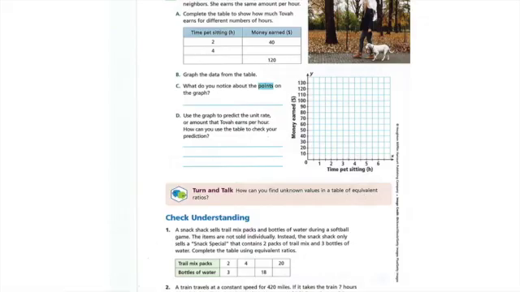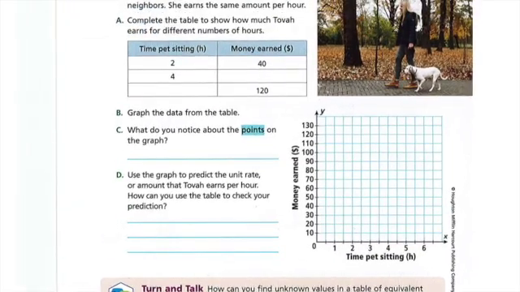Tova earns money pet sitting for friends and neighbors. She earns the same amount per hour. Complete the table to show how much Tova earns for different hours. All right, so 2 times what is 40? 2 times 20. So this is a ratio table, so it has to be the same all the way down. So 4 times 20 is 80, and then something times 20 is 120.